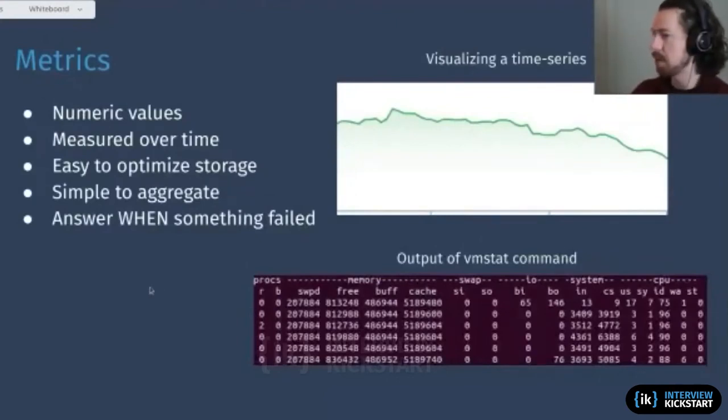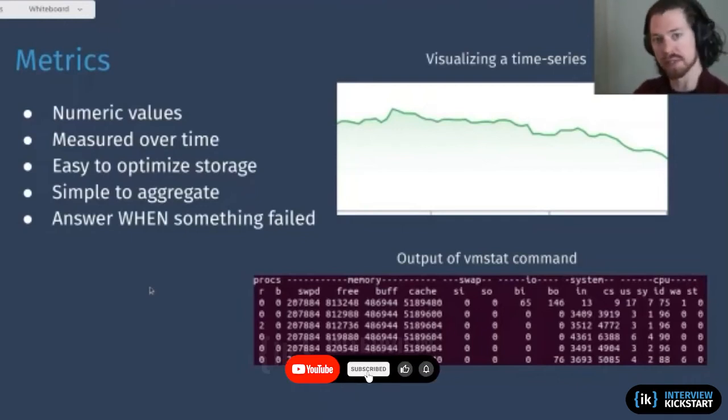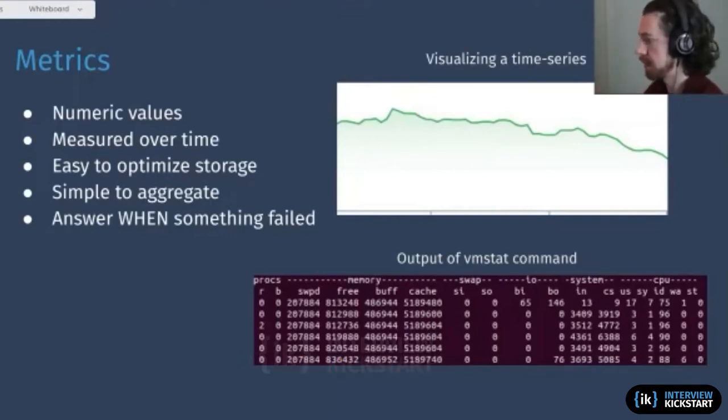Metrics, you're probably mostly familiar with metrics: a collection of numbers over time that can basically answer the question of when something failed. They're relatively easy to store. I say easy in that it's straightforward to store numbers. A lot of databases are optimized for storing time series. They're called time series databases, or TSDB. So fairly straightforward here.